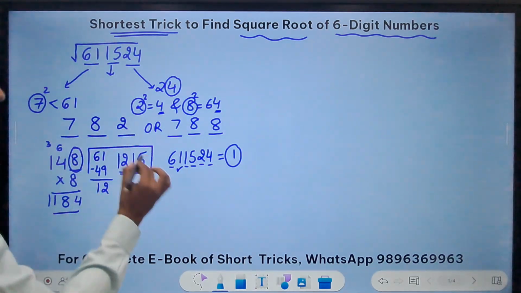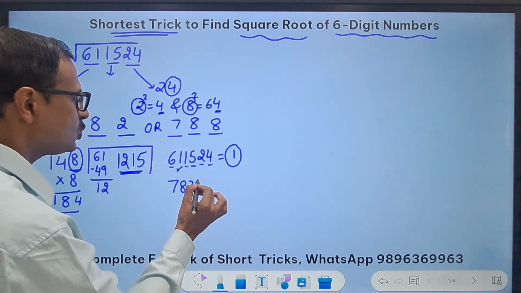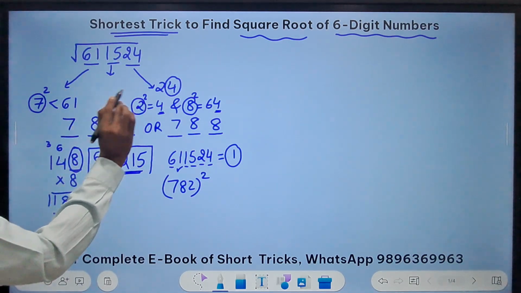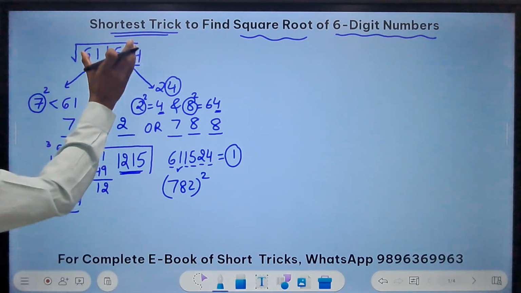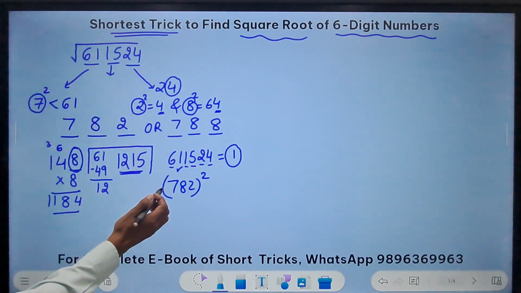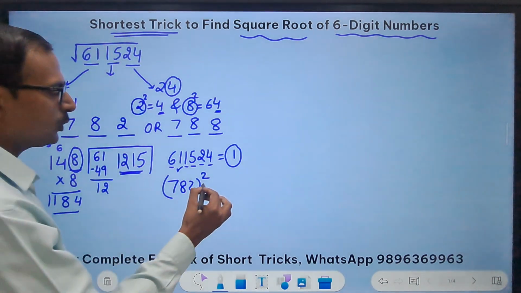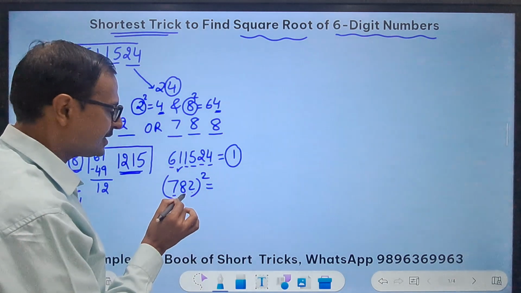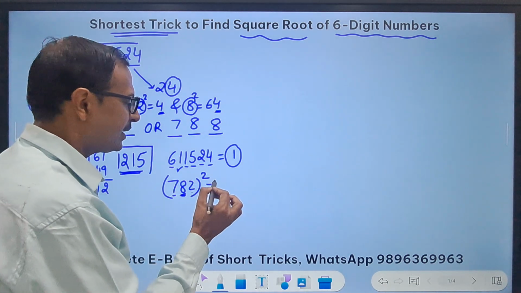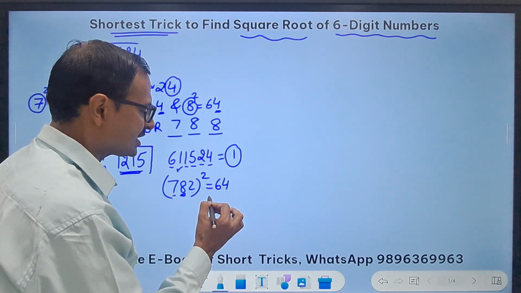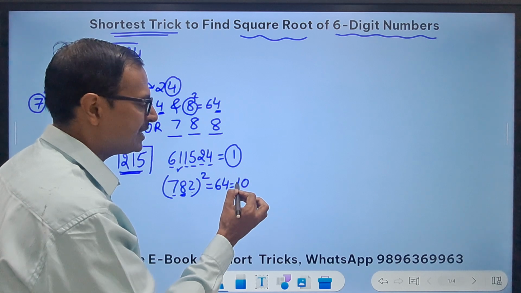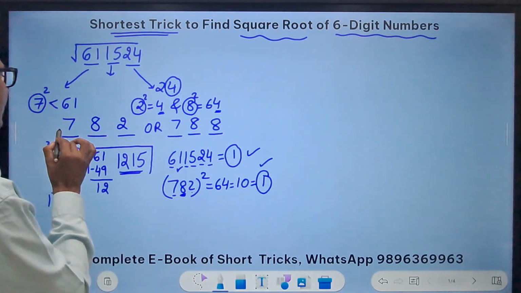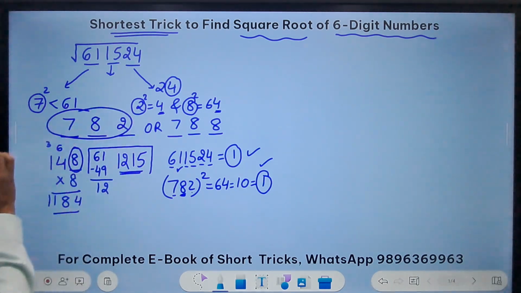Likewise, let's take 782. 782 square, right? Because the square root of this number is either 782 or 788. So their square has to be equal to 611524, right? So that is why I am taking a square here. Now to find the digit sum here, 7 and 2 is 9, so just forget that. It is 8 only, right? 8 square is 64, and 64 means 6 plus 4 is 10, and 10 means 1 plus 0 is 1. See, we got the same digit sum, and your answer for the question is 782.